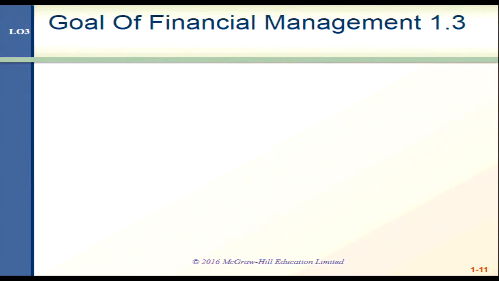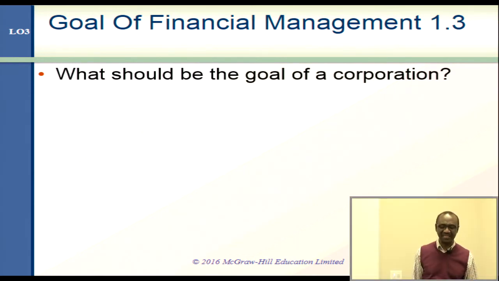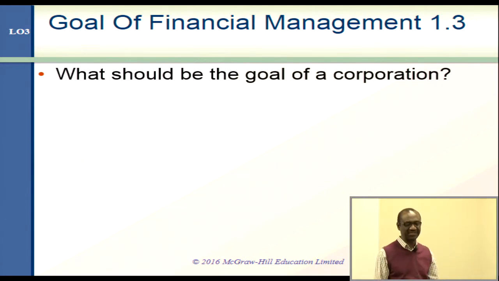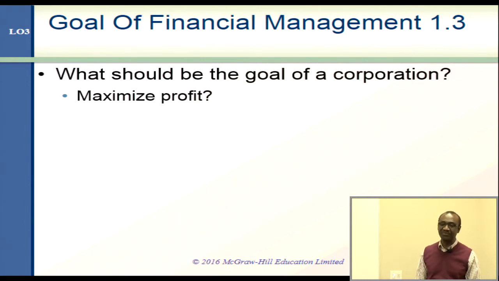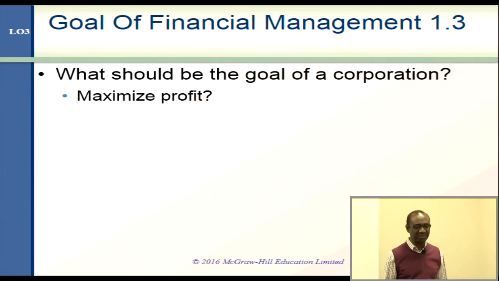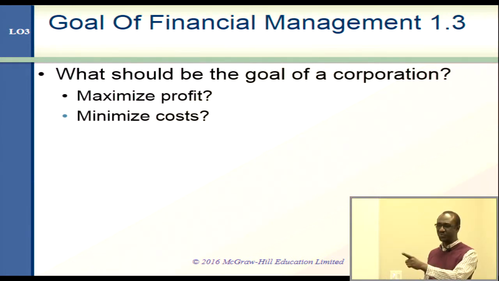Now, let's look at some of the goals of financial management. The first goal, therefore: what should be the goal of a corporation? Well, typically one of the reasons why owners want a manager to run the business is first to maximize the profit. So that is one main goal of the financial manager. Okay, increase the profits. The next one is to minimize costs.